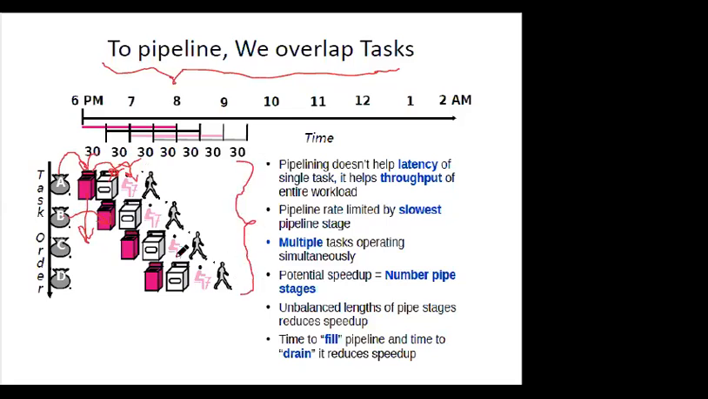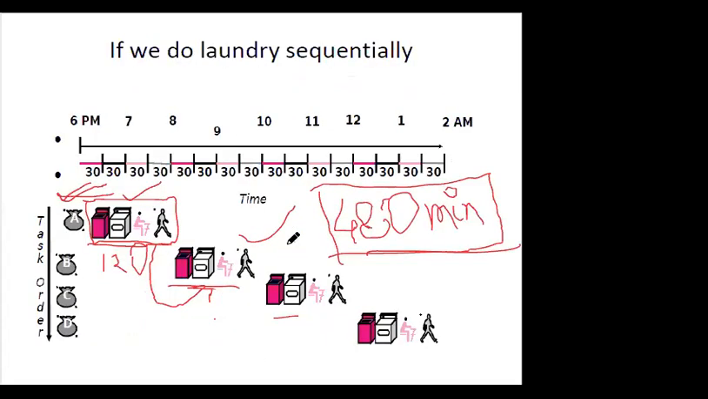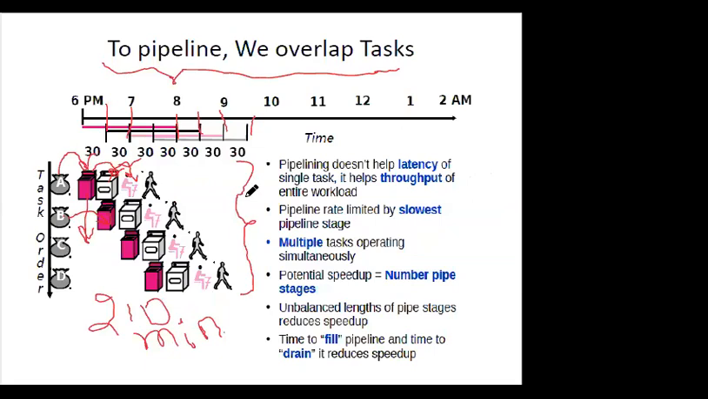By this process, we can complete all 4 loads of clothes in 120, then 150, 180, and 210 minutes. So this process took only 210 minutes instead of 480. But there is an assumption we have made in this case: that every process takes equal time. And this is not the case in practical implementation.